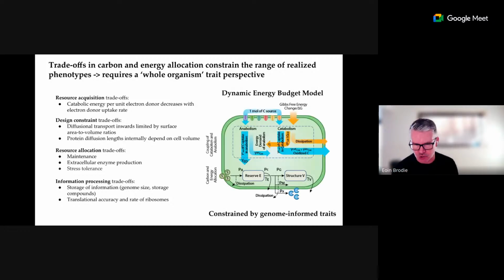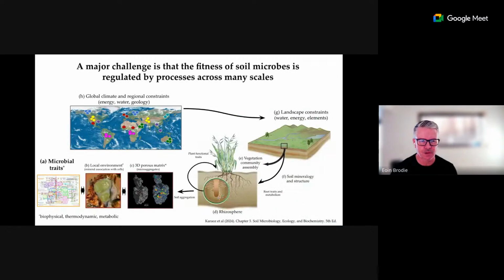And so we take an approach to model these within the cell using a dynamic energy budget modeling approach. That allows us to couple both catabolic and anabolic processes, the energy generating and the biomass synthesizing features of a cell. We couple those, as well as the carbon and energy allocation schemes. And that allows us to realize how these trade-offs occur within a cell, but importantly, how they're constrained by traits, and traits that we infer from genomes. And I'll give some examples of that.